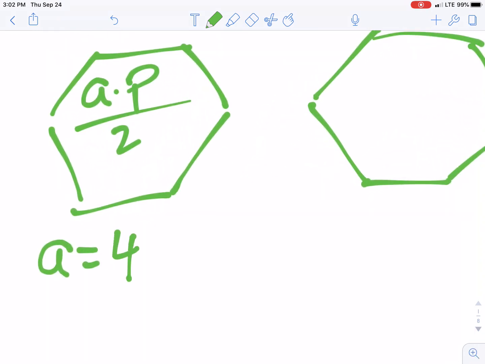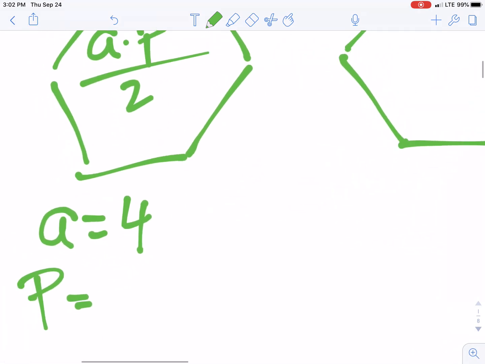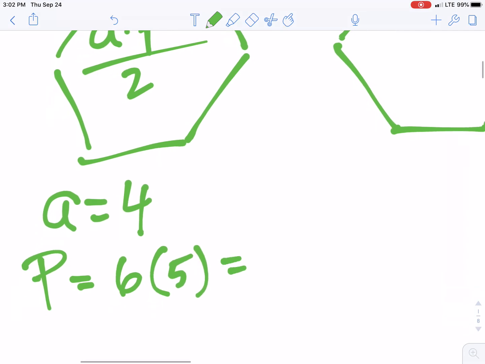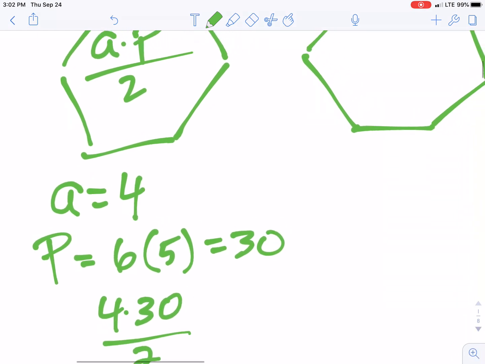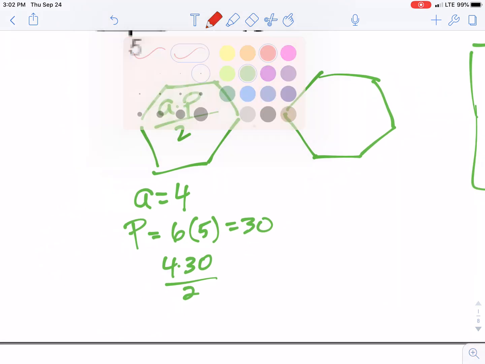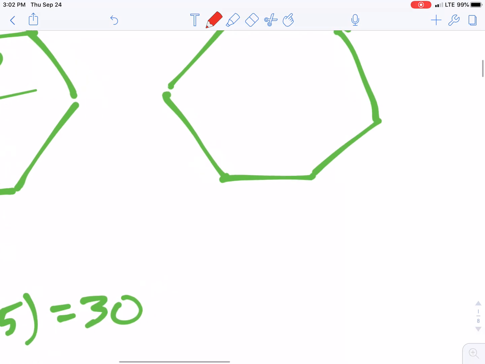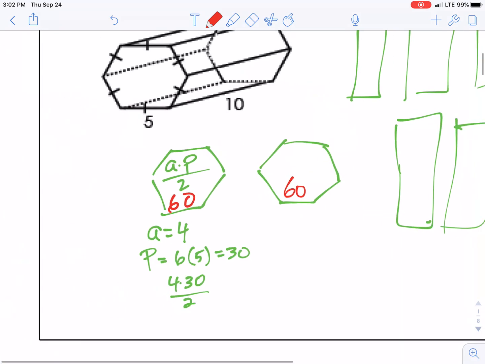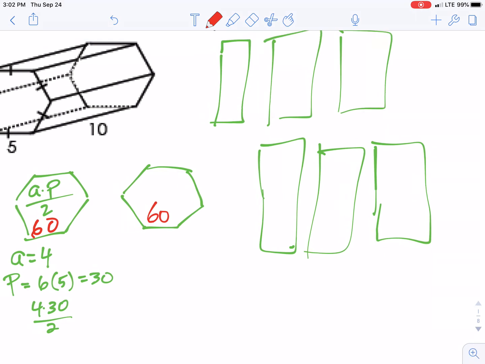A is equal to 4. Perimeter is equal to 6 sides, all 5 units in length, which is 30. So 4 times 30 divided by 2. 4 times 30 is 120. 120 divided by 2 is 60. So I know the area of this base is 60. I know the area of the other base is 60 as well. And now we have to find the area of each of these rectangles.